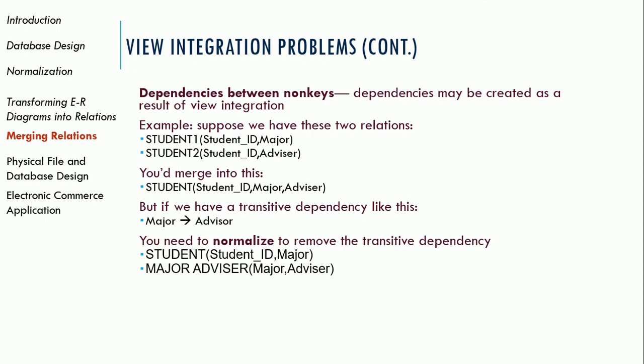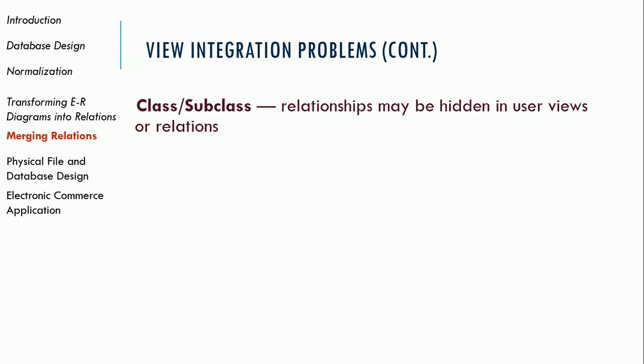All right, so finally with view integration problems, we have dependencies between non-keys. For example, suppose we have student 1 and student 2, and you'd merge it into just one student table. But if we have a transitive dependency where the major is dependent on the advisor, right, then we have to normalize this to move the major advisor out to a different table in order to support that. And then we have classes and subclasses, right? When we did our class diagrams, we had subclasses. When we did our entity relationship diagrams, we had subtypes and supertypes, right? Same idea. But a lot of times these relationships are hidden in user-of-user relations.